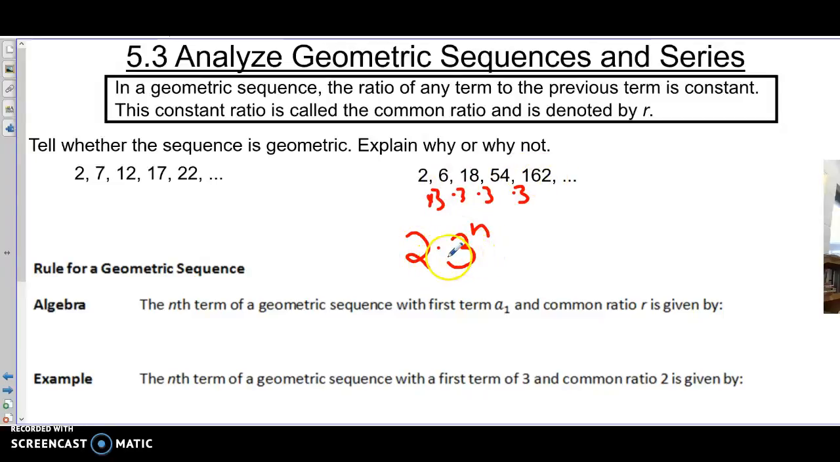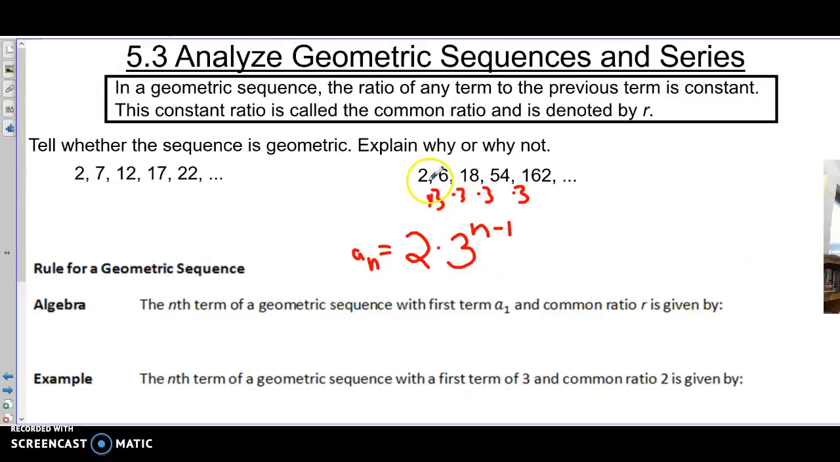If I were to plug in 1 into this formula, which should give me the first term, 2, is that going to work? If I take 1 and plug it in, think about that. 3 to the 1st power is 3, and 3 times 2 is 6, which is the second term, not the first term. So I'm going to have to change my rule just a little bit here to accommodate that. Okay, so in order to accommodate the fact that I have my first term listed right here, and I'm not going to multiply by 3 until I get to the second term, I'm going to change my exponent to not just n, but n minus 1.